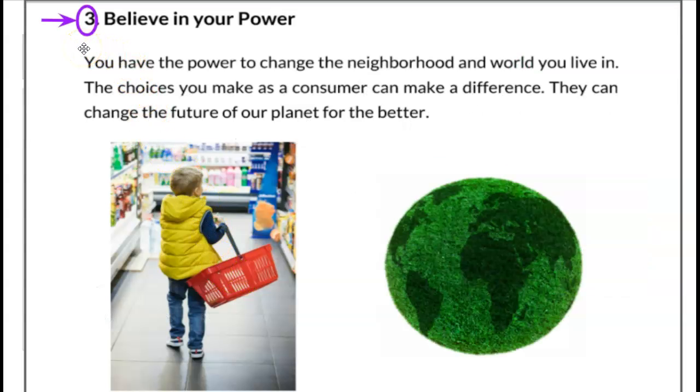Now, if you haven't already taken some notes on that, you might want to take some notes on that previous page. And now it's time to write a 3 because you're at the last section of this text. Believe in your power. You have the power to change the neighborhood and the world you live in. The choices you make as a consumer can make a difference. They can change the future of our planet for the better. Maybe you'll want to take a note on that.